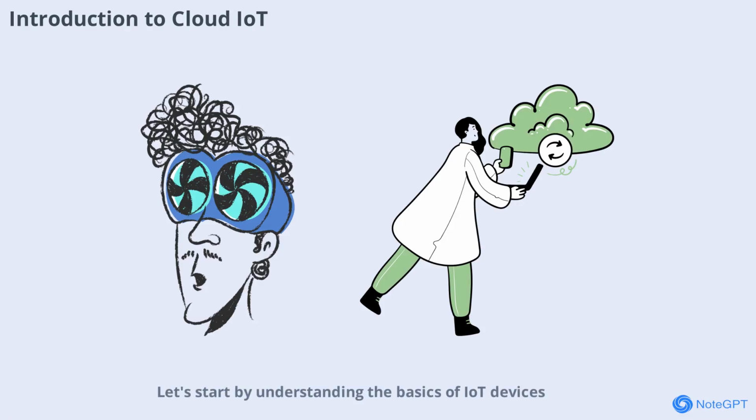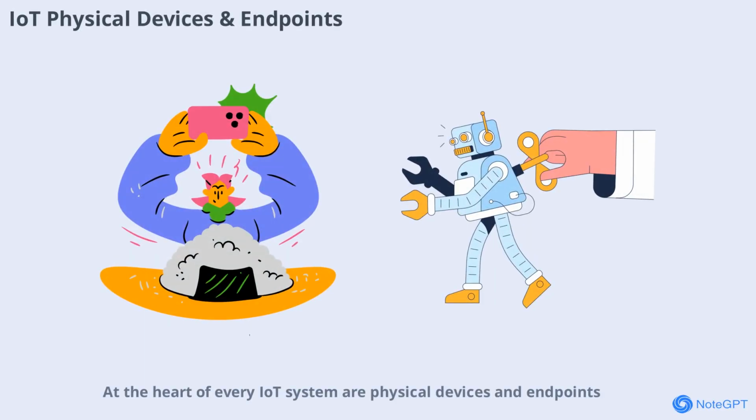Let's start by understanding the basics of IoT devices and the role of cloud computing in this ecosystem. The heart of every IoT system are physical devices and endpoints. These devices are equipped with sensors and actuators that collect data from their environment, like temperature, humidity, or light intensity, and can also act on the world around them. The collected data is then sent to other devices or directly to cloud-based servers for further processing.